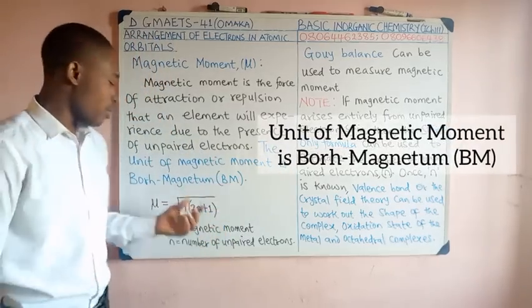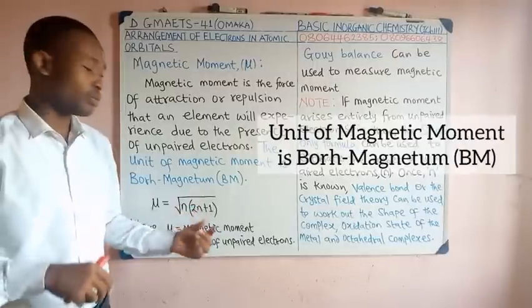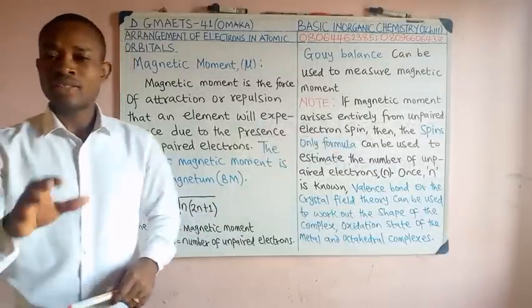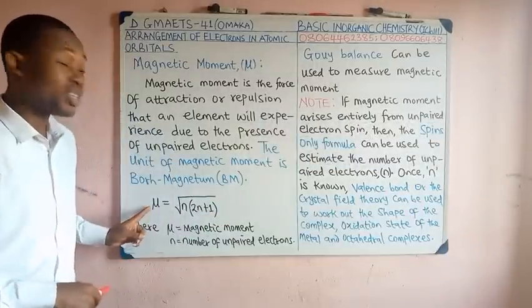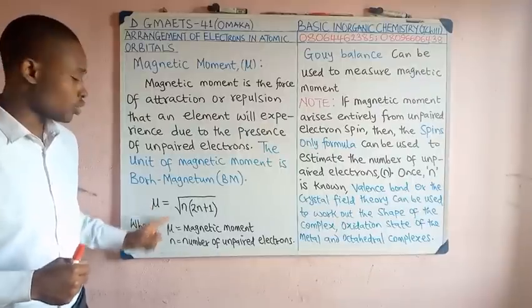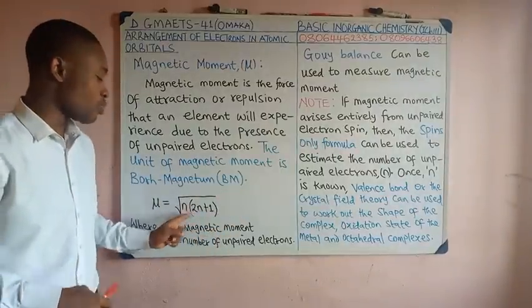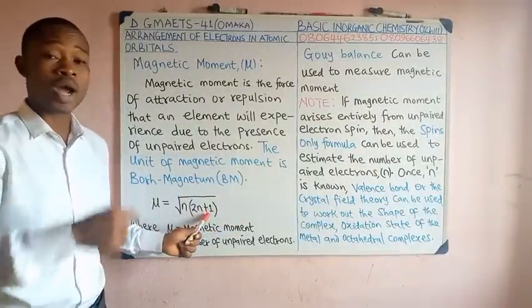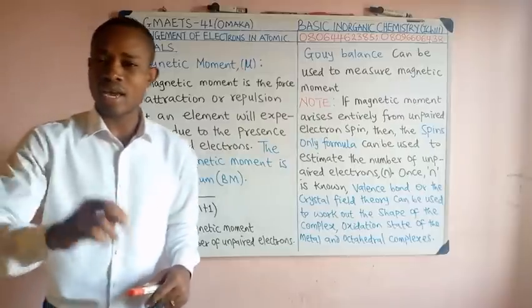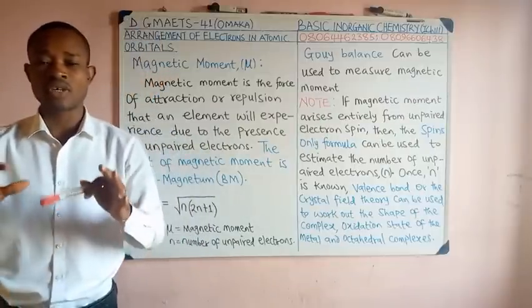The unit of magnetic moment is Bohr magneton, BM, alright? And this magnetic moment, which we're using the symbol mu for, is equal to the square root of n(n+2), where in this case n is the number of unpaired electrons in this atom.